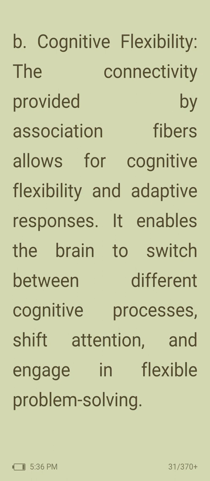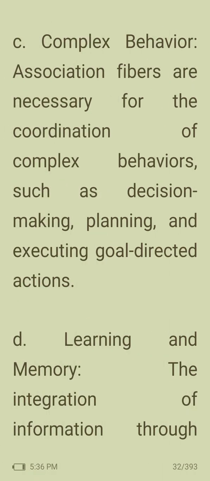The connectivity provided by association fibers allows for cognitive flexibility and adaptive responses. It enables the brain to switch between different cognitive processes, shift attention, and engage in flexible problem solving. Then, complex behavior. Association fibers are necessary for the coordination of complex behavior, such as decision making, planning, and executing goal directed actions. Then, learning and memory.